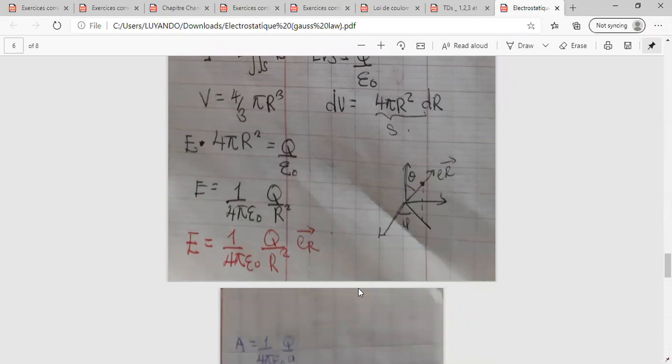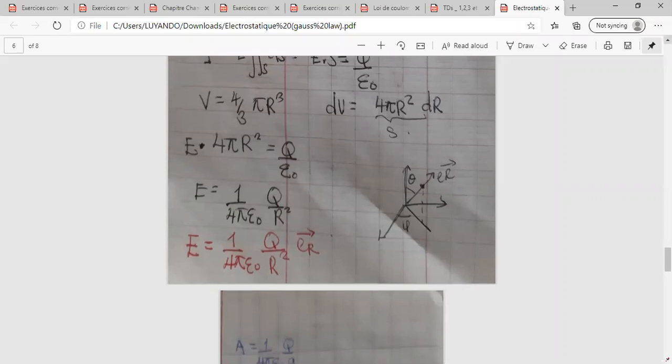Are there any questions? So in the interior, the field is equal to zero because there's no charge inside. We found that the charge was equal to zero. In the exterior, we found that our E is equal to 1 over 4π ε0 times Q over R squared in the direction e_r. Now, the direction e_r is the direction of the flux. It's moving in the radial direction.